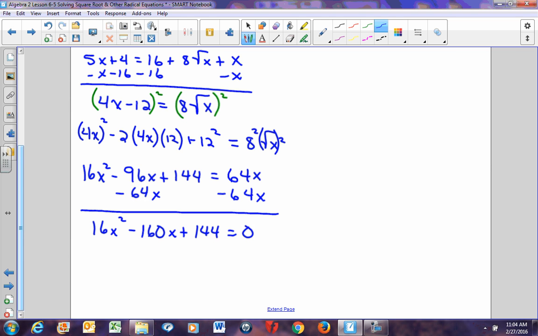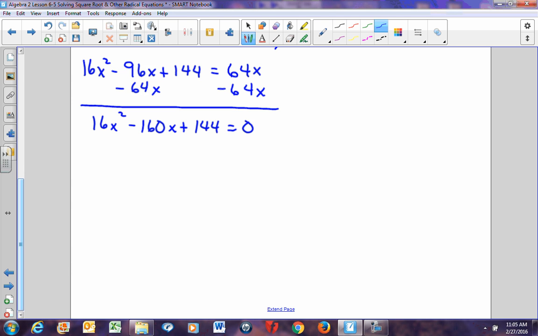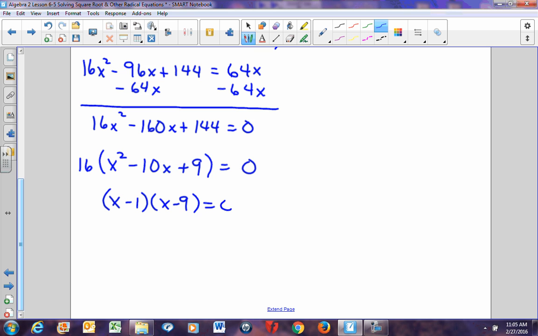Okay, so I need to factor this. First thing I'm going to look for is the greatest common factor, because it's a lot faster. And I know that 16 goes into 16, I know it goes into 160, and it also goes into 144. If we take out a 16, I'm going to be left with x squared minus 10x plus 9 equals 0. So product and sum, I need a product of 9, sum of negative 10, which is going to be negative 9 and negative 1. And I have x minus 1, x minus 9 equals 0, because I can ignore this since it doesn't have a variable. So x equals 1 and 9.